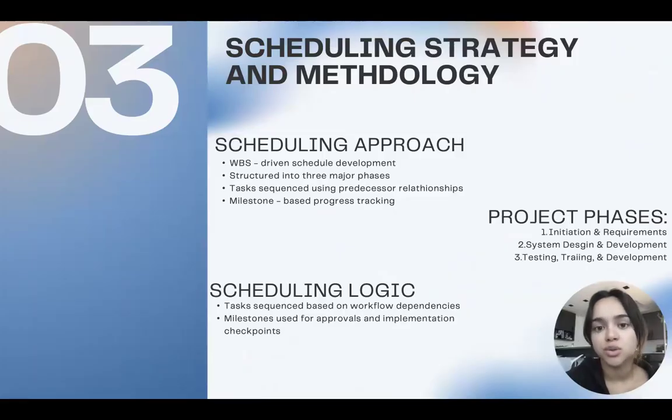To build the schedule, I used the work breakdown structure from the previous assignment as my foundation. I translated major deliverables into scheduled tasks and organized them into 3 phases: initiation and requirements, system design and development, and testing, training, and deployment. I also used predecessor relationships, so activities followed a logical workflow, and included milestones to monitor major approvals and implementation progress.